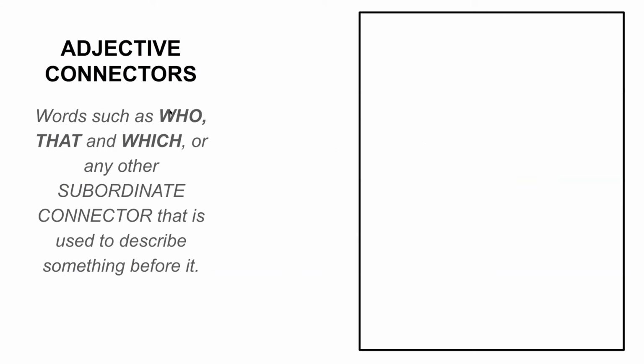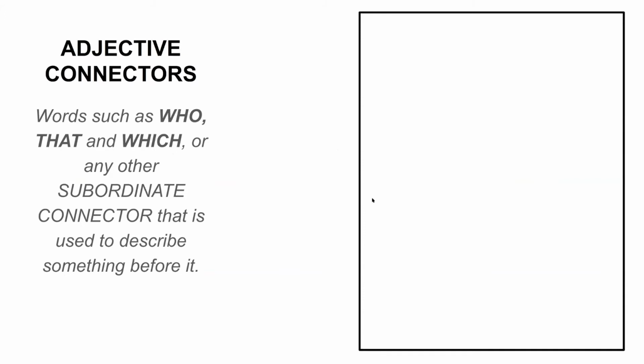So again, when we use those words like who, that, or which, we normally don't switch the sentences around. So again, we refer to these as adjective connectors. Now you might remember adjectives are words that describe. So these particular words like who, that, and which, they often will follow the word they're describing.